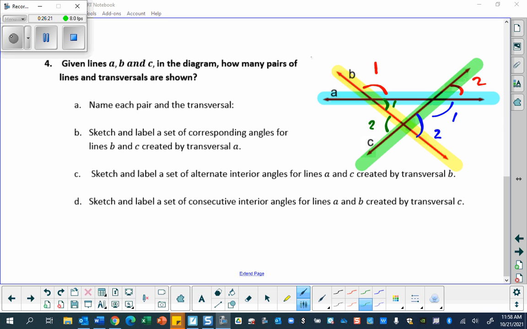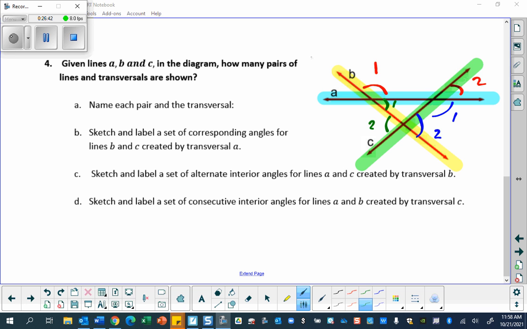Transversal B, I highlighted in yellow. And when I talk about alternating interior angles, I went ahead and put them in green, angles 1 and 2. When I talk about transversal C, I highlighted that in green, and my consecutive interior angles are in blue.